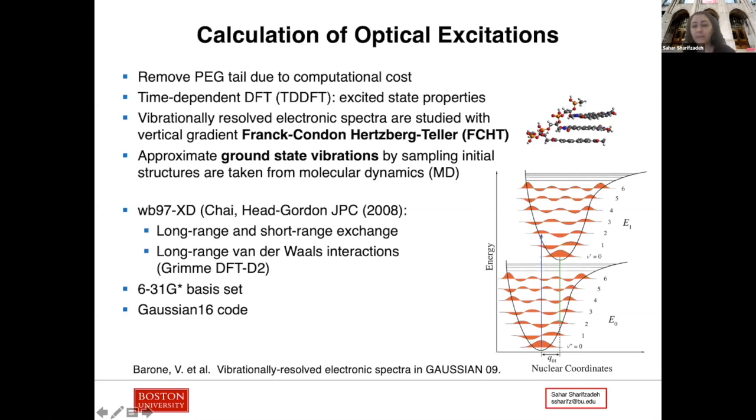So an electron can go from any vibrational mode in the ground state into any vibrational mode in the excited state. Because this is still very computationally expensive, we approximate ground state vibrations by doing an ensemble average over many structures extracted from equilibrated molecular dynamics. For each of these structures, we calculate excited state transitions to excited vibrational modes, and we use TDDFT for the electronic excitation using the omega B97XD functional.